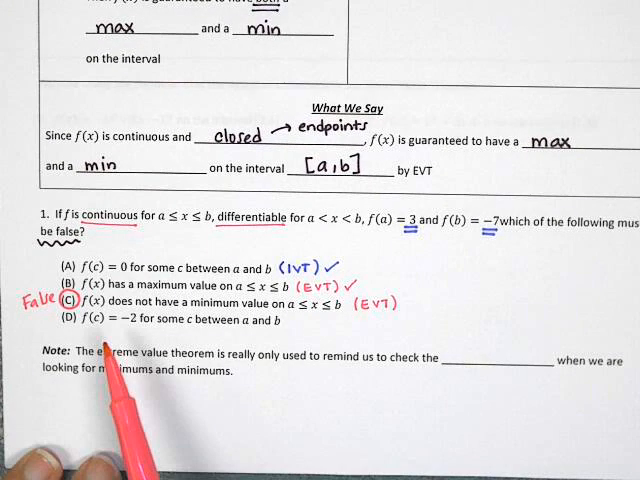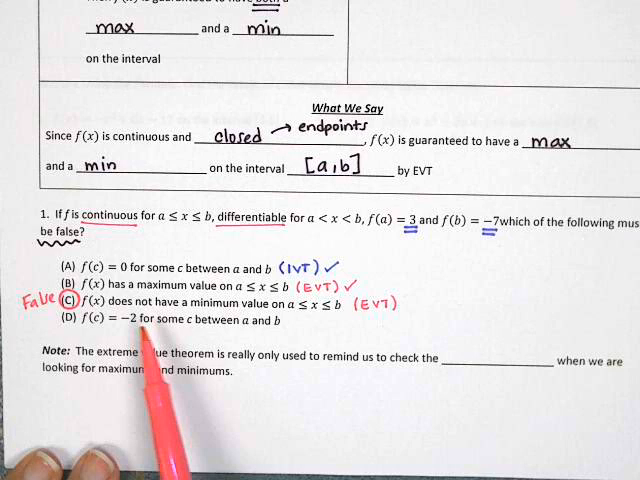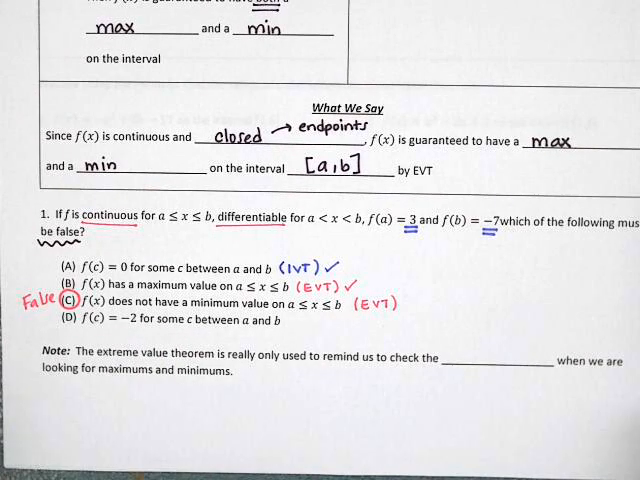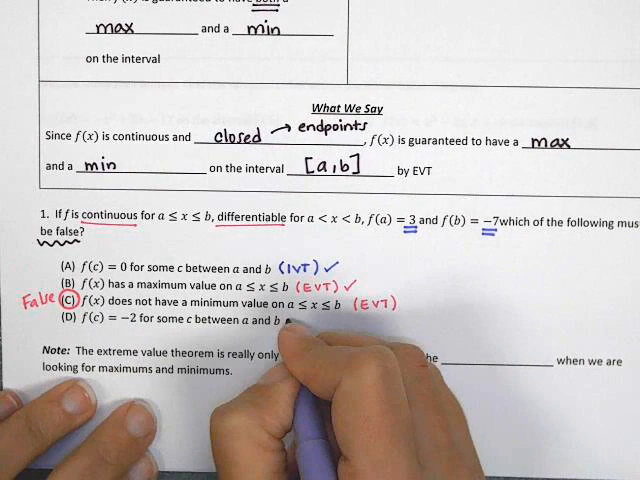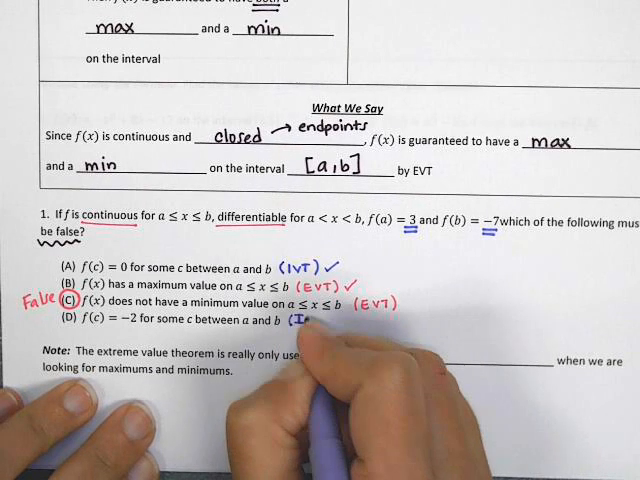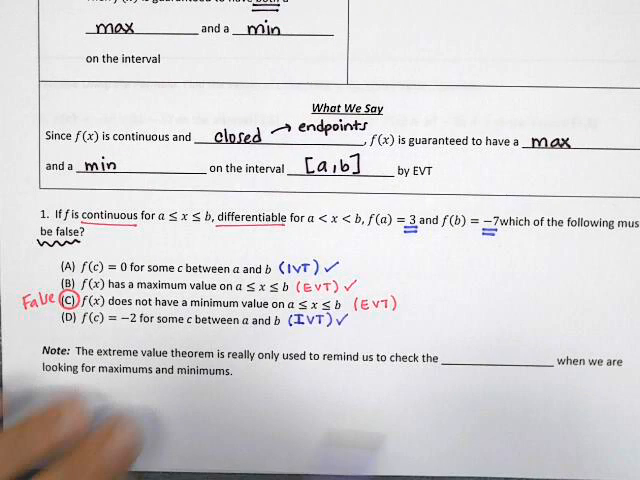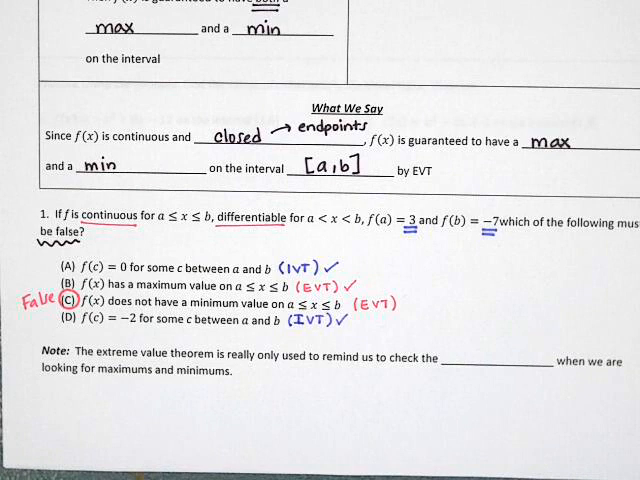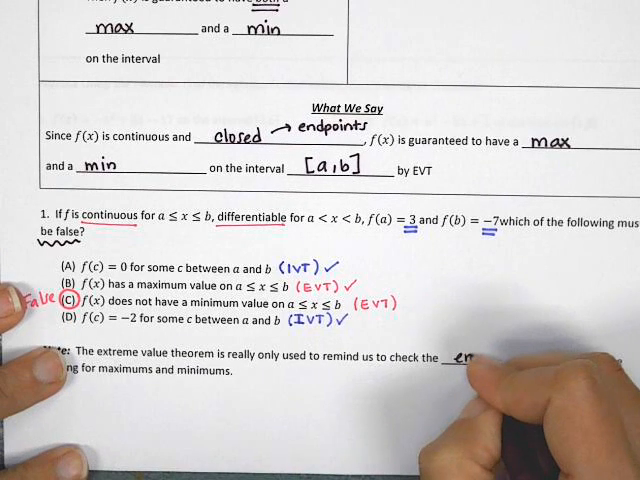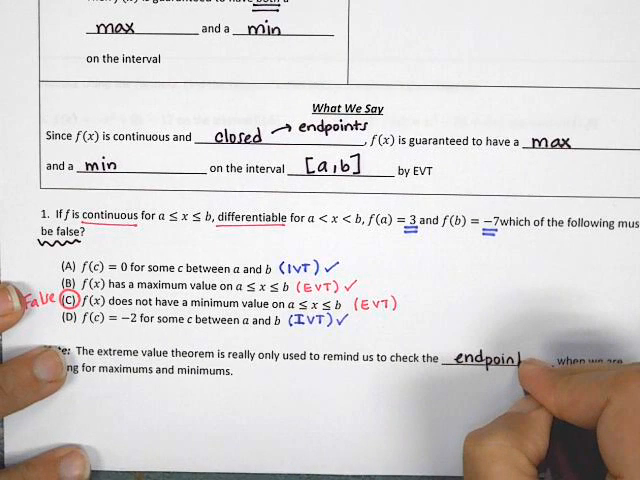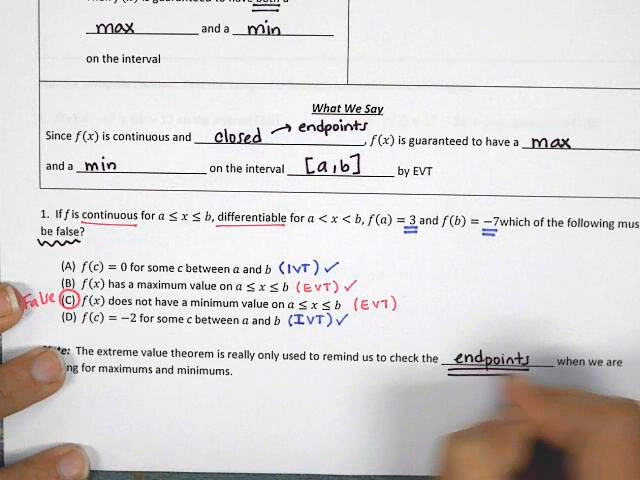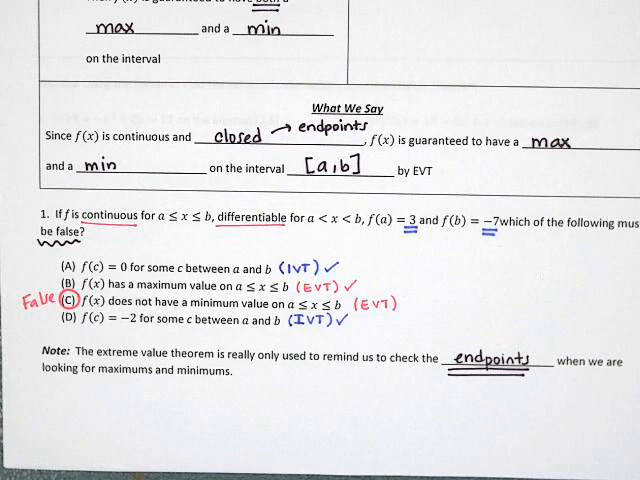The last one would be f of c equals -2. Since -2 is in between 3 and -7, I could guarantee this by IVT. As a note, if I'm just being honest, the extreme value theorem is really only used to remind us to check the endpoints when we're looking for maximums and minimums. So what we did earlier in this chapter where we said you always have to also look at the endpoints, same thing. You always have to also look at the endpoints.